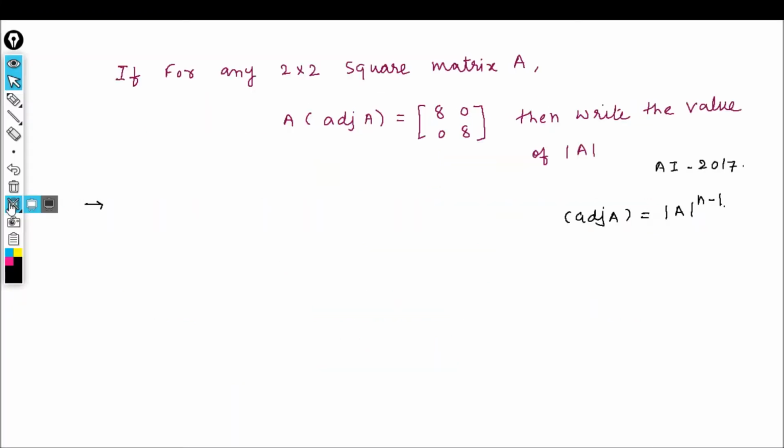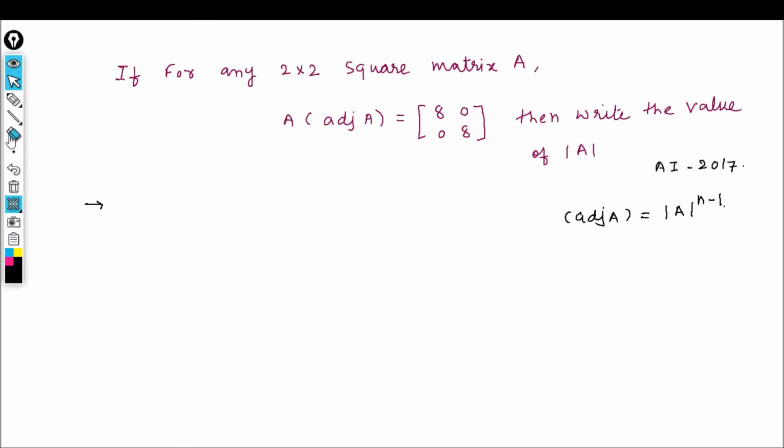Okay, dear students, let us solve one more important example. If for any 2 by 2 square matrix A, A into adjoint of A is equal to the matrix [[8, 0], [0, 8]], then we have to find and write the value of determinant of A.